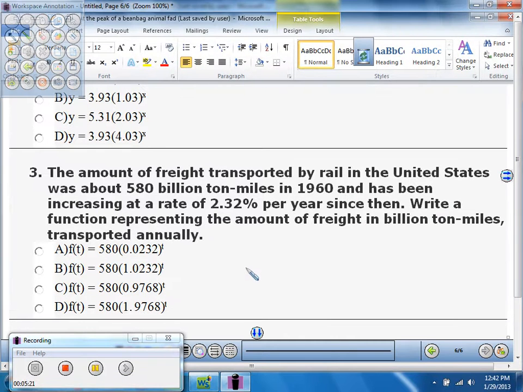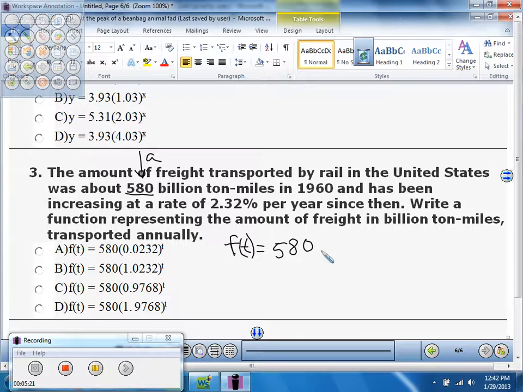Alright, so here we have a freight question. We're in the United States, 580 billion ton-miles in 1960. So that's going to be our A, it's what we started out with. So y is equal, well actually they use f of t, so we'll use f of t. Remember that's just functional notation. That's our range, what we're getting out, same idea as y, but this tells us that it is a function. Alright, so 580 is what we started out with. Well, that doesn't help us eliminate anything because they all have 580.